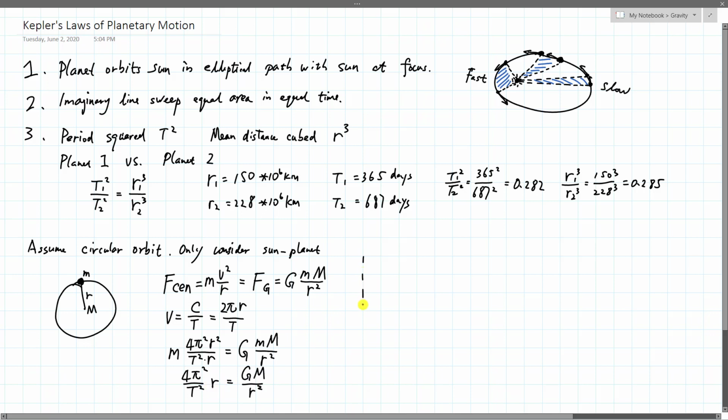So let's do that. Multiply by r squared on both sides. So 4 pi squared r cubed over t squared equals gm. Okay, and if I multiply this whole equation by t squared on both sides, this 1 over t squared is gone, so I have 4 pi squared r cubed equals gm times t squared.